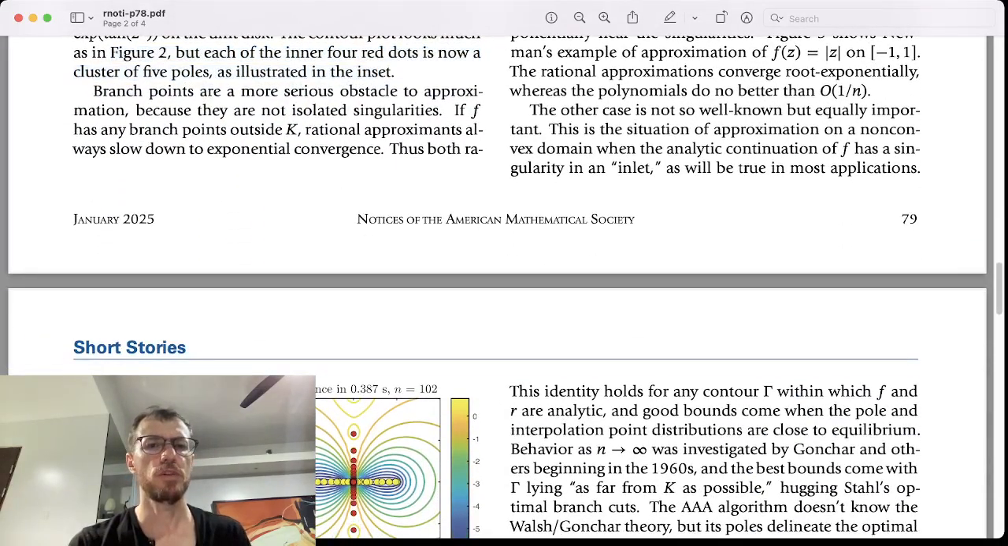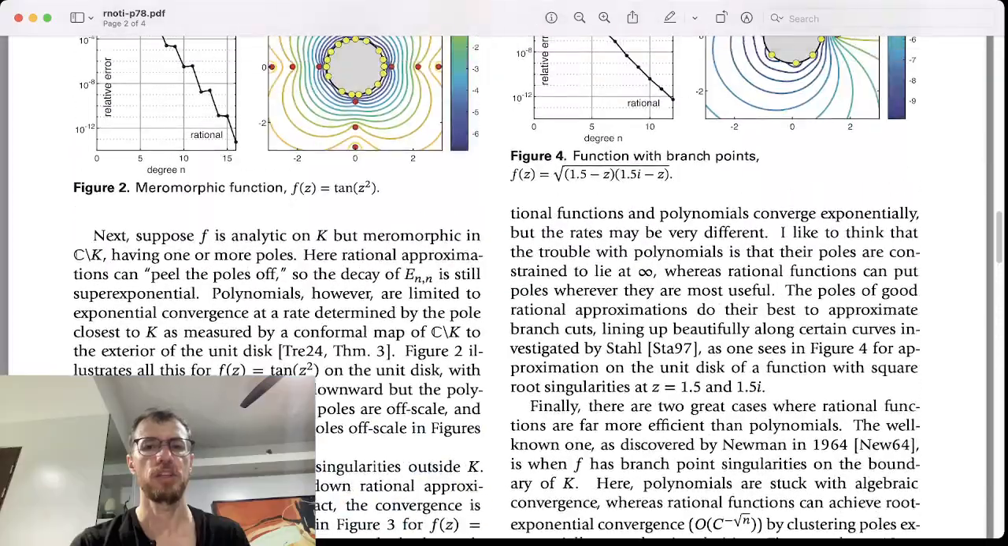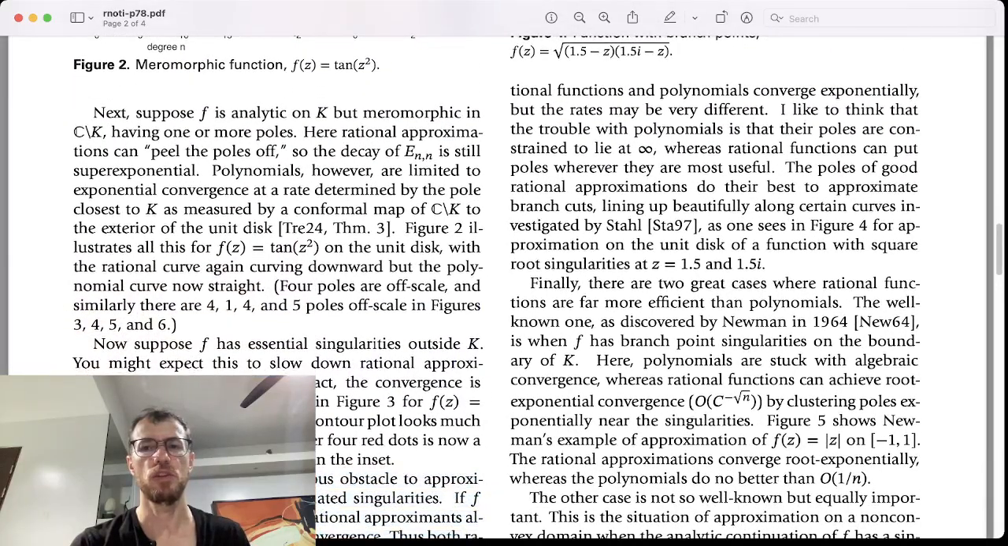Branch points are a more serious obstacle to approximation because they are not isolated singularities. If f has any branch points outside K, rational approximants always slow down to exponential convergence. Thus, both rational functions and polynomials converge exponentially, but the rates may be very different. I like to think that the trouble with polynomials is that their poles are constrained to lie at infinity, whereas rational functions can put poles wherever they are most useful.